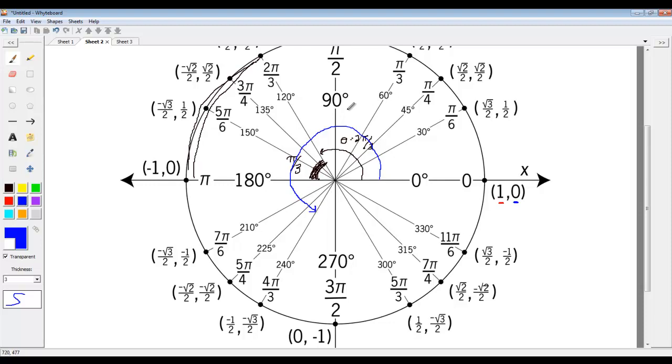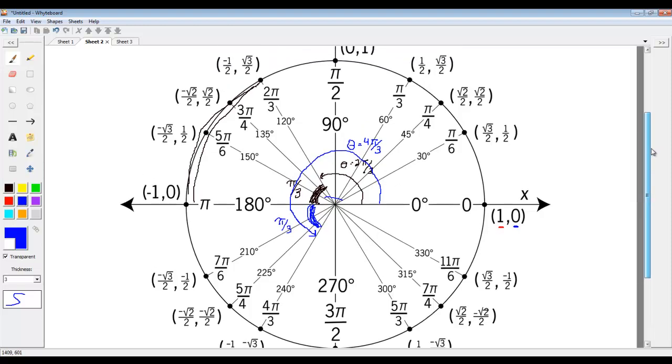The theta is 4 pi over 3, also known as 240 degrees. But for the reference theta in here, you take 180, or in this case pi, and you figure out how much more gets you to 4 pi over 3. Well, you subtract pi from 4 pi over 3, you get pi over 3. Okay, we know pi over 3 to be 1/2 comma square root of 3 over 2.